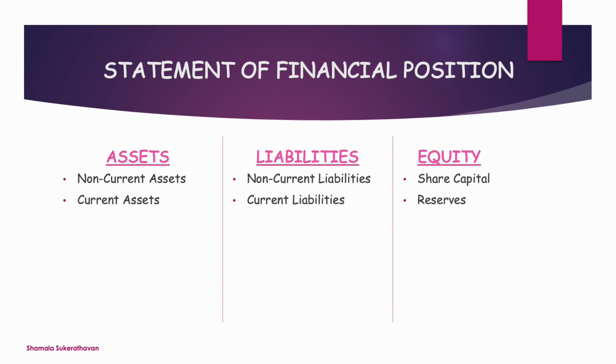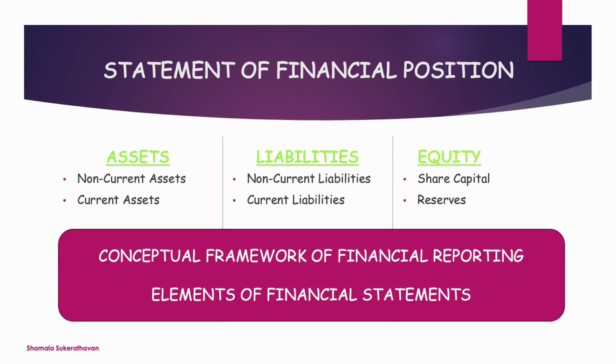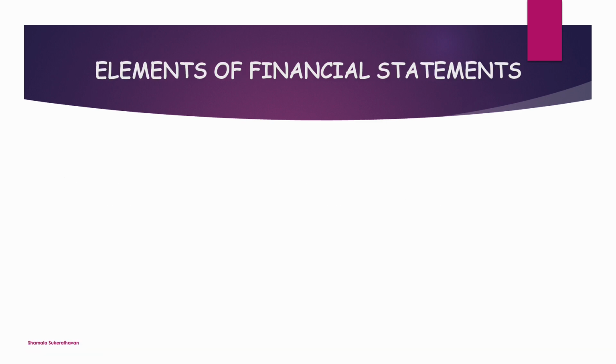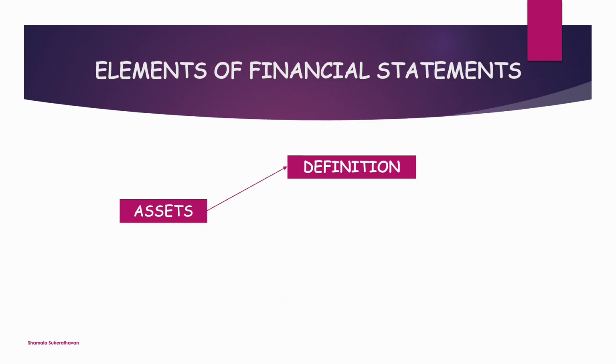To ensure consistency in how an item should be recognized, a good place to start is to look at the definition of assets, liabilities, and equity as prescribed in the conceptual framework of financial reporting under Elements of Financial Statements, Chapter 4 of the conceptual framework. We will start with the definition of an asset.